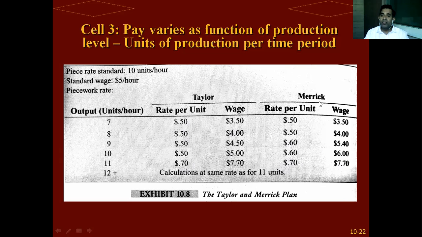Under Merrick, there are three piece rates. The first piece rate is half a dollar per unit for those who produce up to 8 units or less. Then the second piece rate is for those who produce 9 or 10 units per hour, it's $0.6 per unit. And the third rate is $0.7 per unit for those who produce more than 10 units.